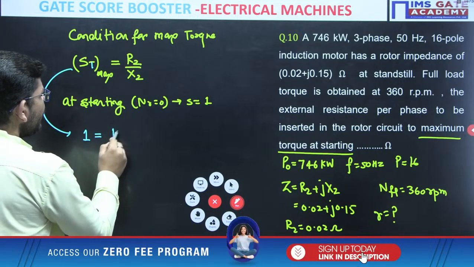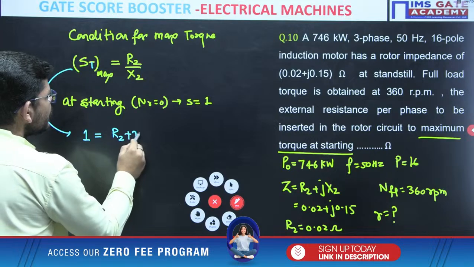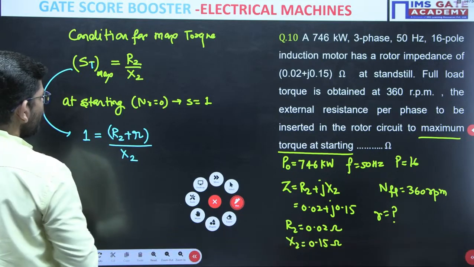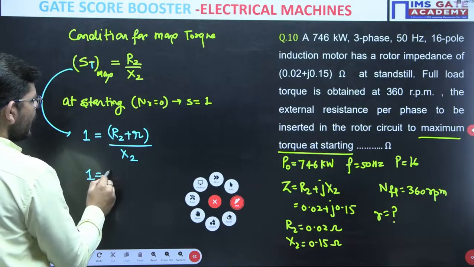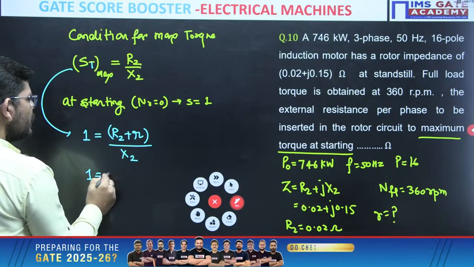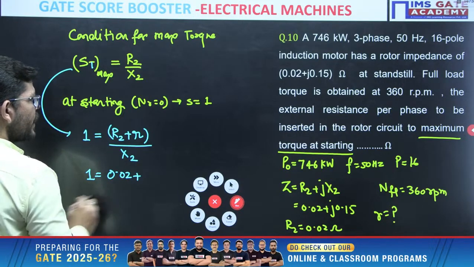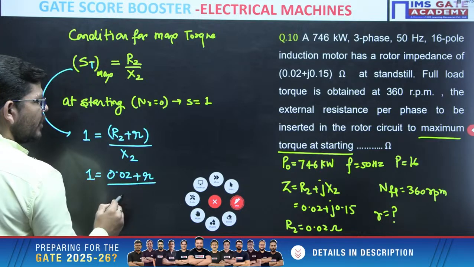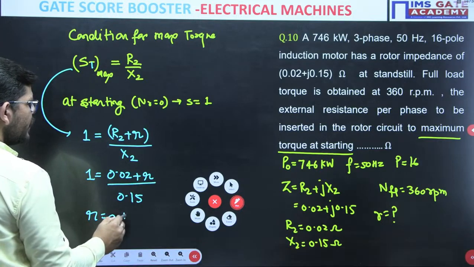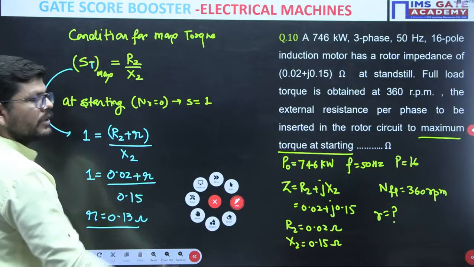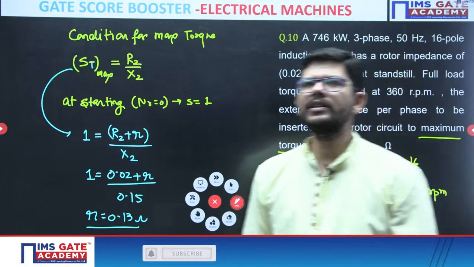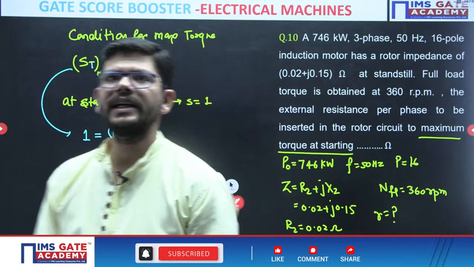And we have inserted extra resistance in the rotor circuit, right? This is what we have to do here. So the extra added resistance is what we will be calculating. R2 value is 0.02 plus this small r we have to calculate. X2 is 0.15. So I think r will be 0.13 ohms, right? r will be 0.13 ohm, which Shreyas is getting.